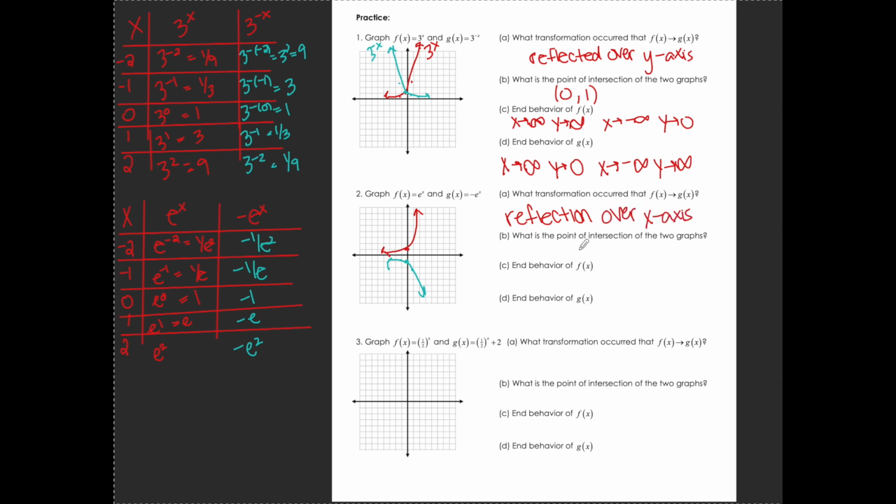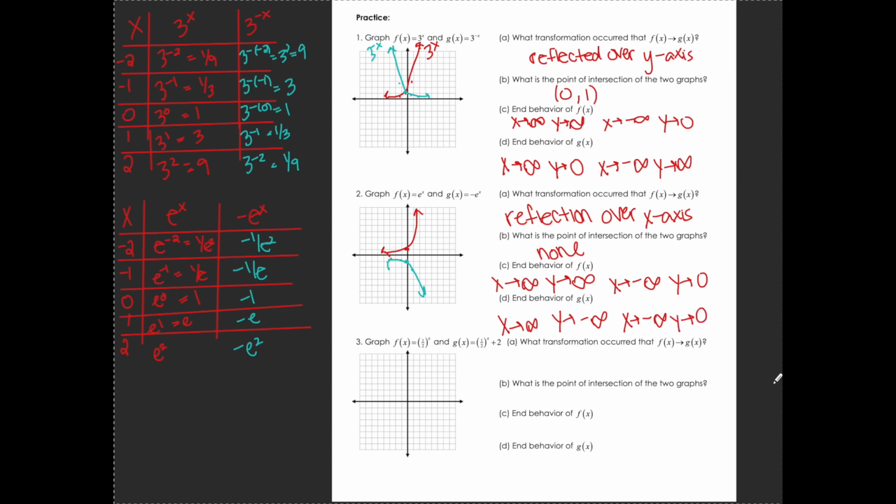What is the point of intersection of these two graphs? There is none, right? This function is going to approach 0 but never cross, and this function is also going to approach 0 but never cross. So these two functions are never going to intersect. For my end behavior of f of x, as x approaches infinity, y is also approaching infinity, and as x approaches -infinity, y is approaching 0. For my end behavior on g of x, as x approaches infinity, y is approaching -infinity, right? Because this thing is shooting down. And then as x approaches -infinity, y is approaching 0.